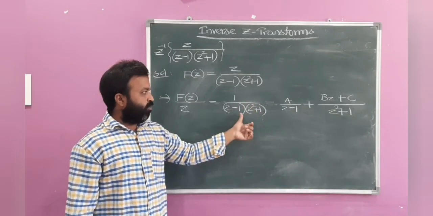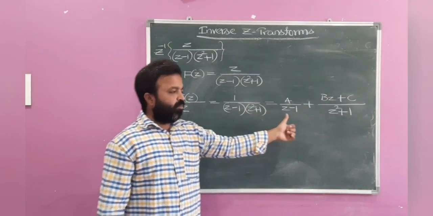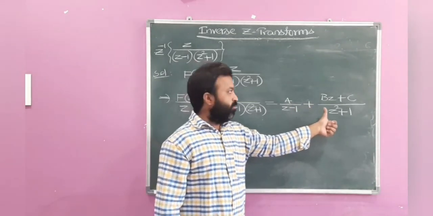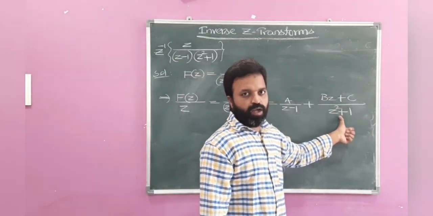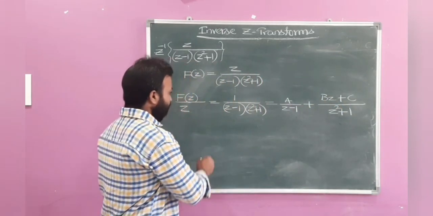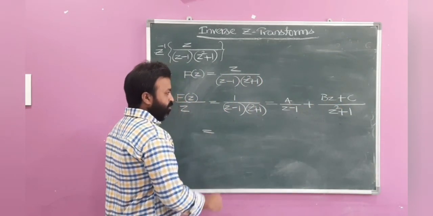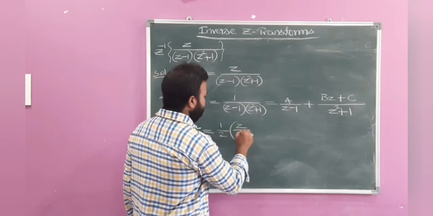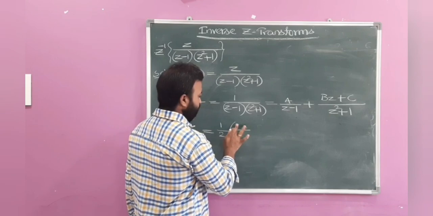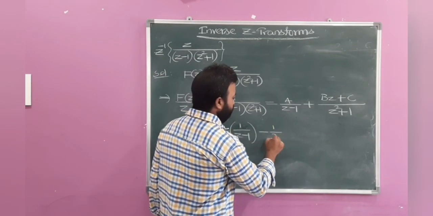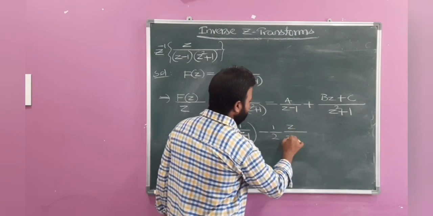1 by z minus 1 into z square plus 1 can be written in a partial fraction as a by z minus 1 plus bz plus c by z square plus 1. So we find out the values of a, b and c here. Then we will get a value is 1 by 2. Then we have 1 by 2 into z minus 1. B value is minus 1 by 2 z by z square plus 1.